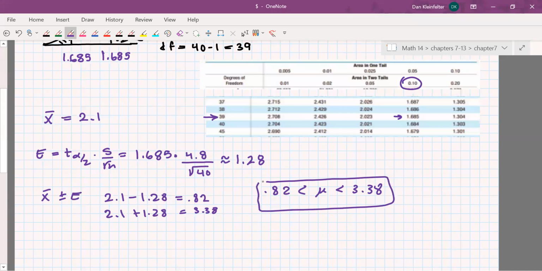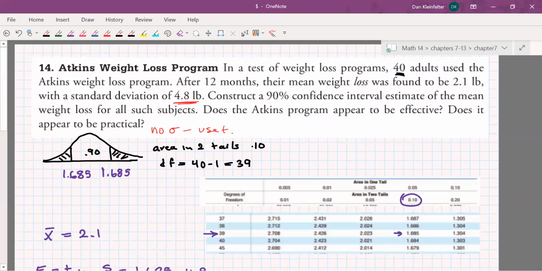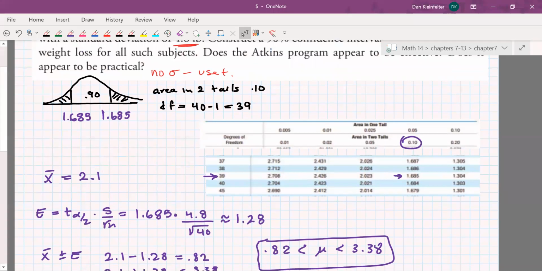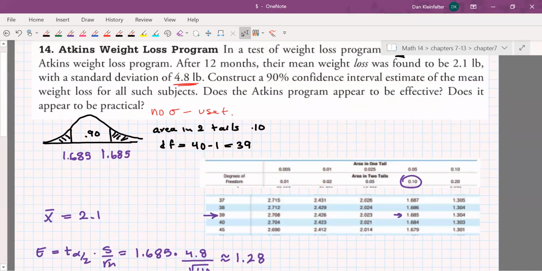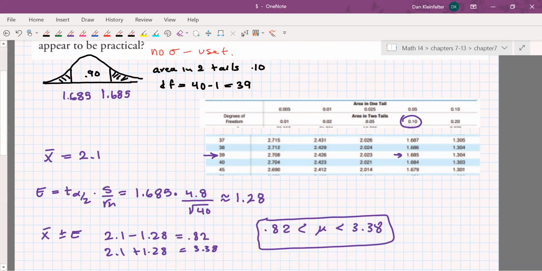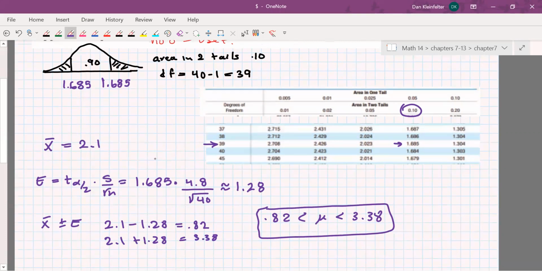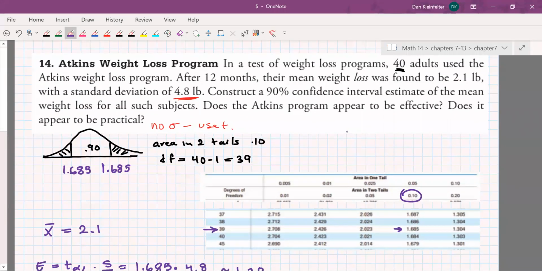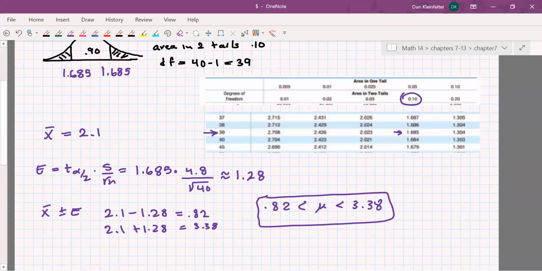So the rest of the question, does it appear to be effective? To me, it does look like it appears to be effective because we're 90% confident that our interval doesn't contain 0 or negative values. So it looks like the mean loss is greater than 0, so people lost something. It doesn't look like it's that practical, though, because losing about 2 to 3 pounds in 12 months is not that big of a deal, right? So that's the end of our example.